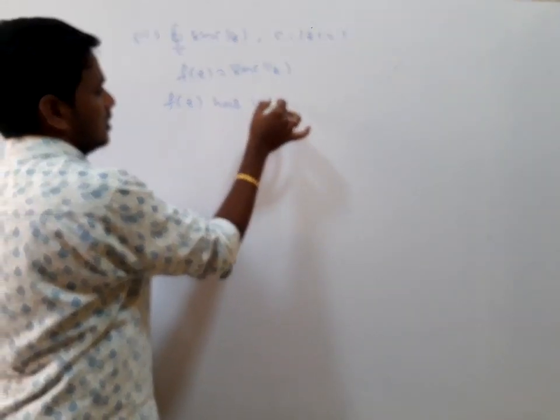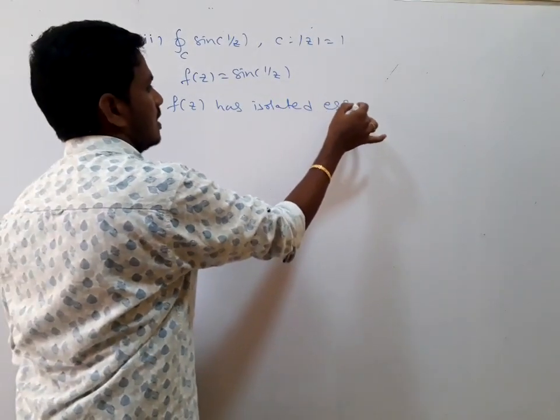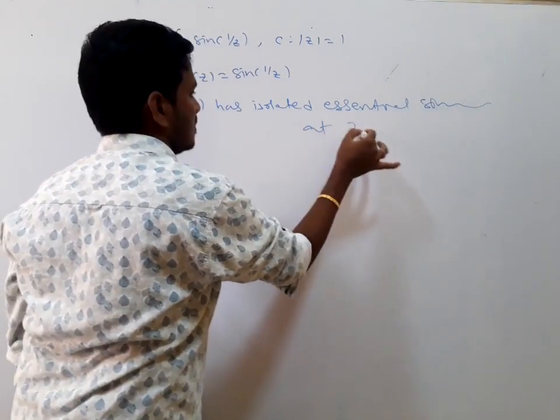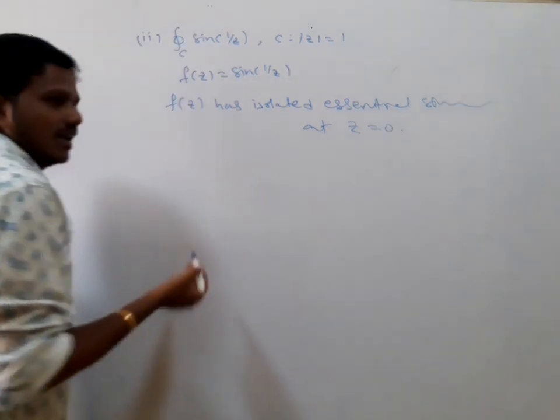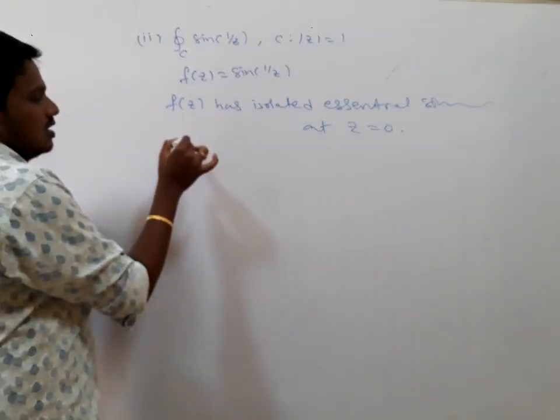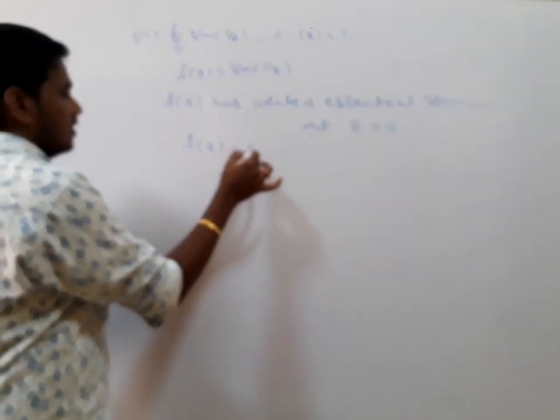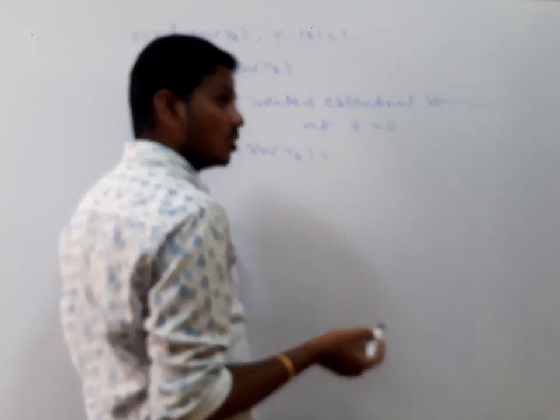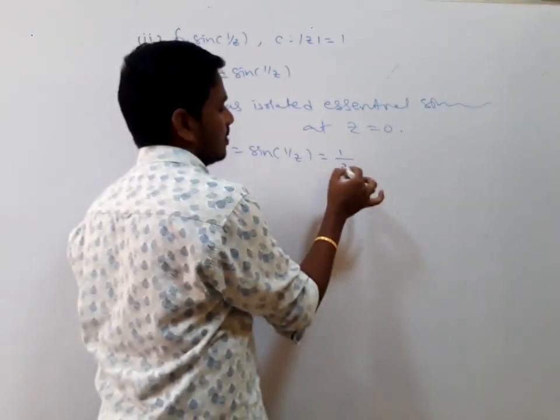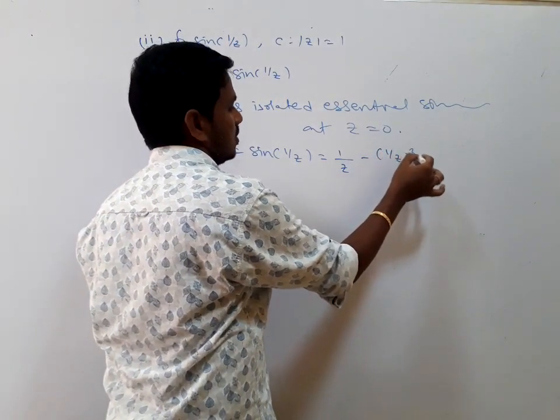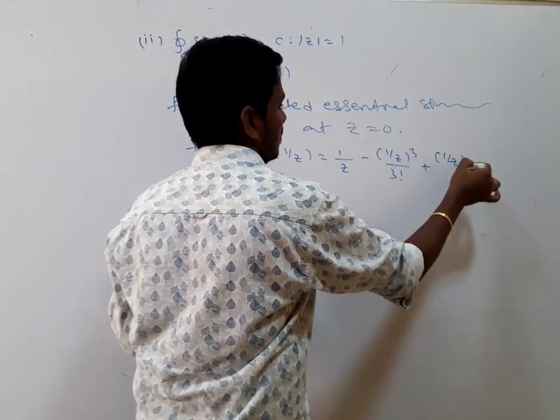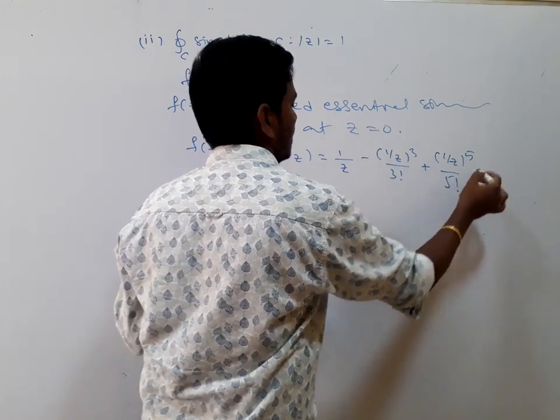an isolated essential singularity at z is equal to 0. So we can write the Laurent series expansion. Based on that we get the residue. f of z is equal to sine 1 by z, which is the sine z expansion, z minus z cube by 3 factorial, which is 1 by z minus (1 by z) whole cube divided by 3 factorial, next (1 by z) whole to the power of 5 divided by 5 factorial, and so on.